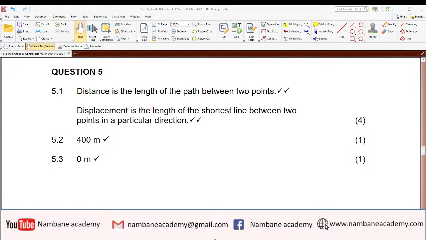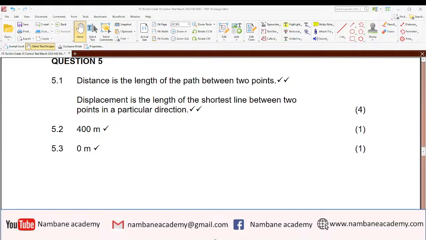In actual essence, this question is asking learners to give us a definition of what is a distance and a definition of what is a displacement. Distance is the length of the path between 2 points, 2 marks. Displacement is the length of the shortest line between 2 points in a particular direction, and that will also be 2 marks also, ladies and gentlemen.